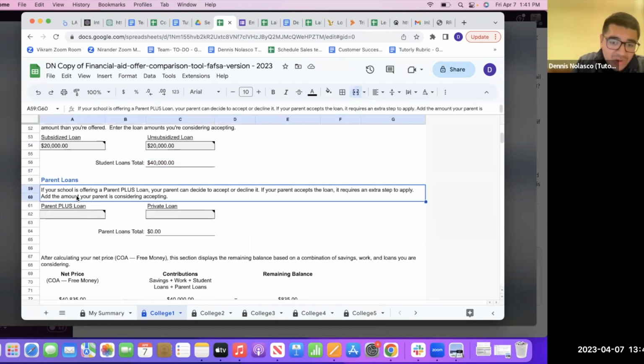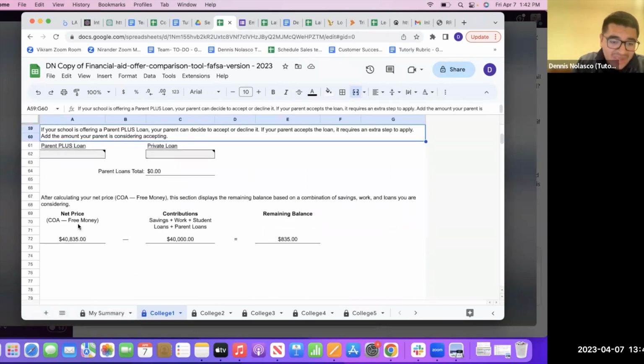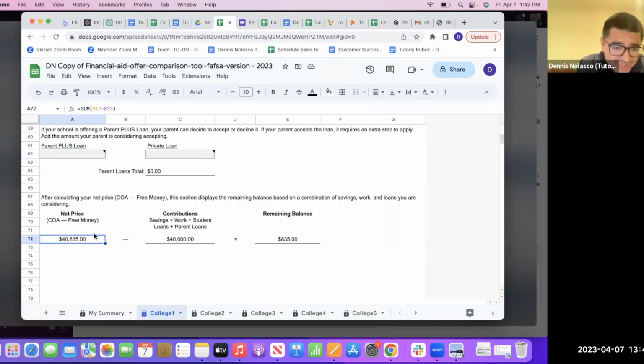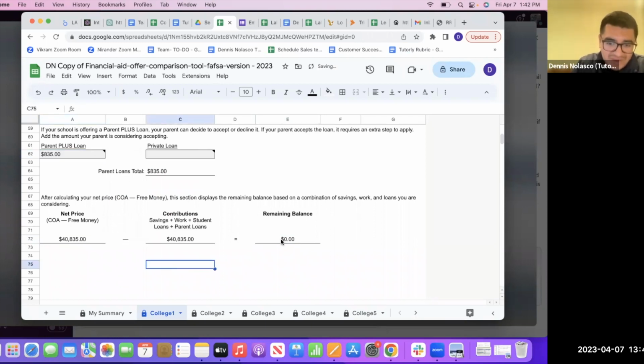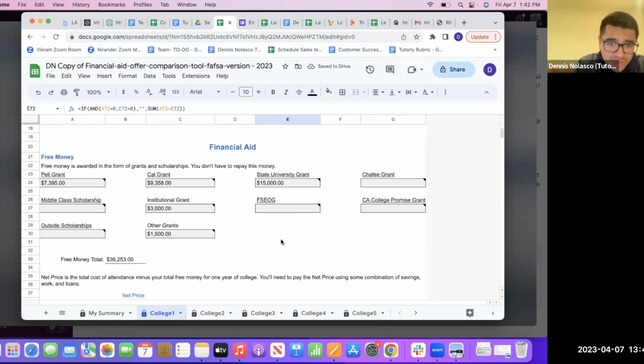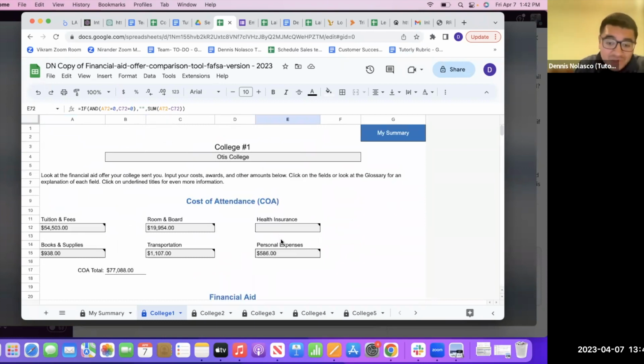Parent PLUS loans are the ones that your parents can help you with. At the end of the day, this person has to pay $40,835 to attend Otis College. Through savings, work, student loans, and parent loans, they're going to have to take out $40,000 in loans, and the remaining balance is $835. Maybe they take out a Parent PLUS loan of $835, and then the remaining balance is 0. So this tool is really helpful for calculating how much college is going to cost.